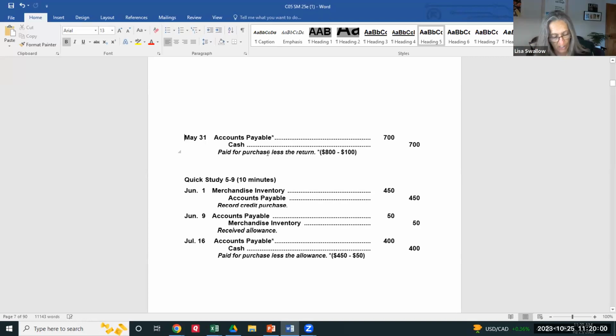QS5-10. Prepare journal entries to record each of the following sales transactions. The company uses a perpetual inventory system and the gross method. On April 1st, I sold merchandise for 3,000 bucks with credit terms net 30. So I'm selling something to my client and telling them, hey, you can pay me in 30 days. It doesn't look like I'm giving them an option to take a discount though. And the cost of the merchandise was 1,800 bucks.